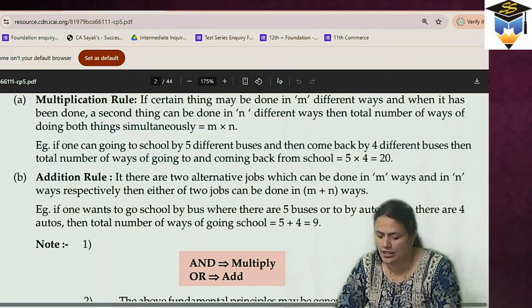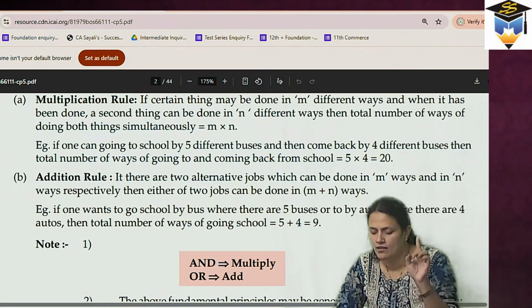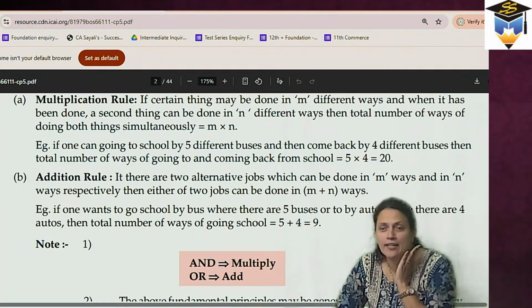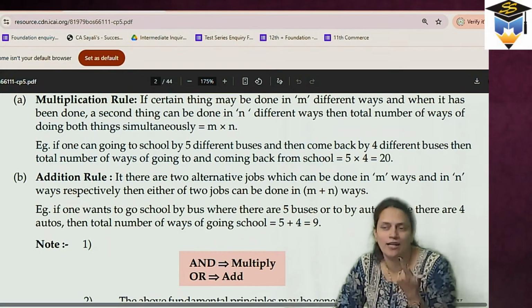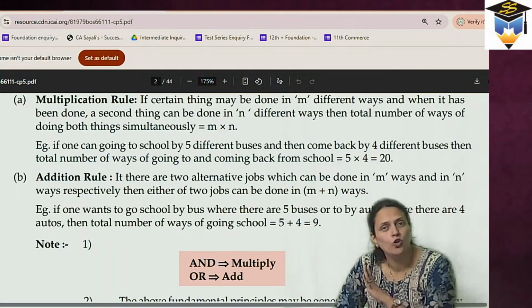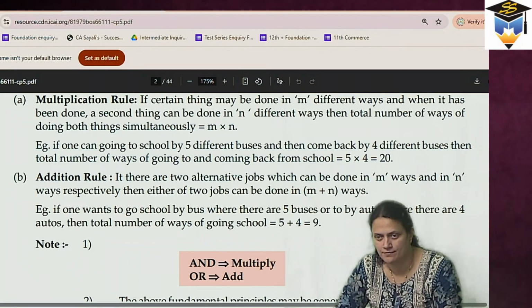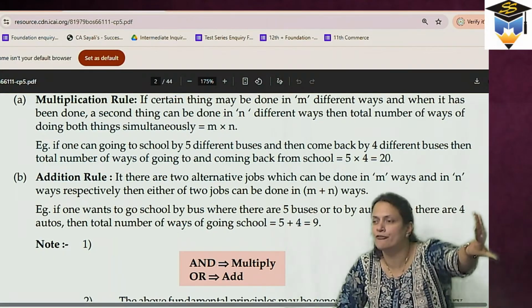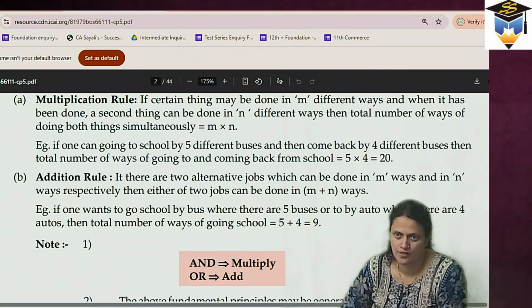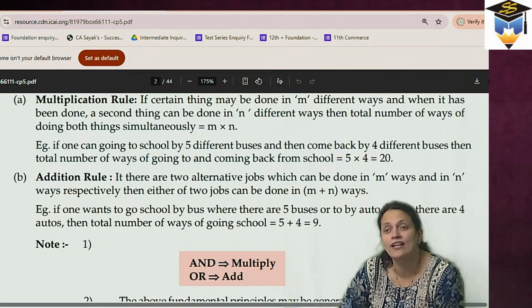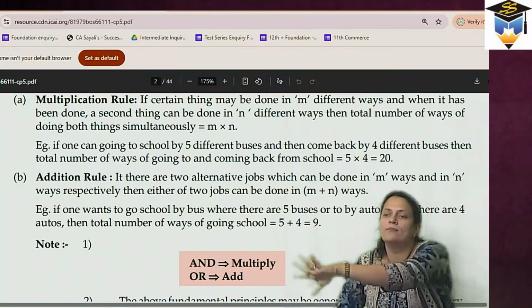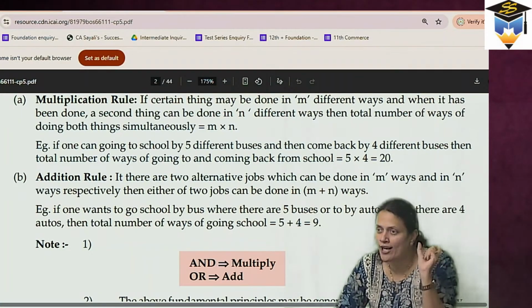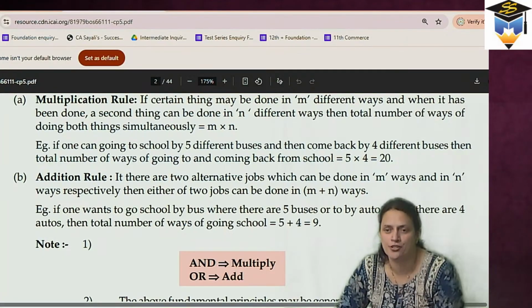If a car parking has 9 blue cars and 12 green cars, and no car can be both blue and green. Blue cars is a different group, green cars is a different group. That time you have to use the principle of addition. Why? Because either you can choose the green cars or the blue cars. So when 'or' comes in between, you have to use the principle of addition.